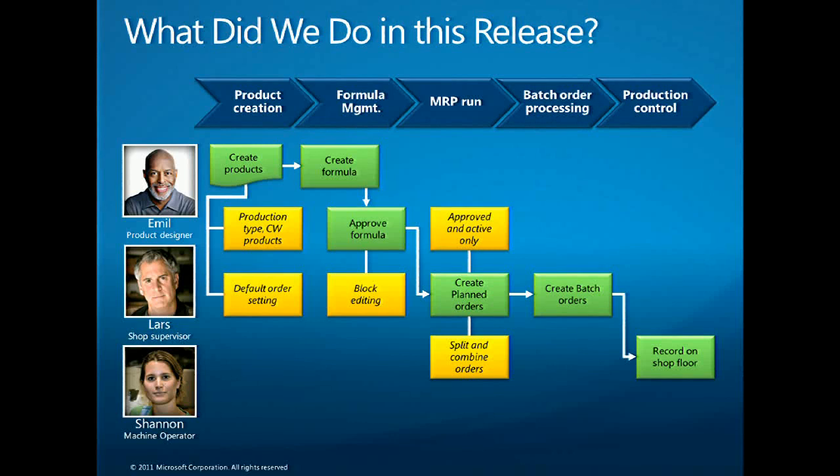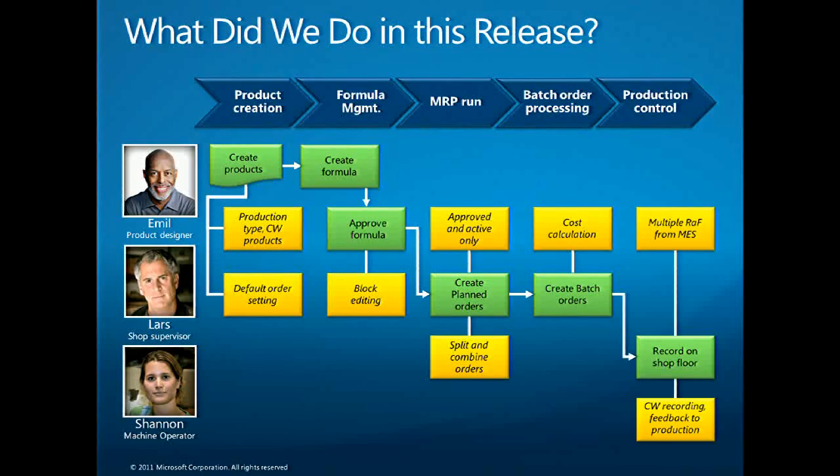On the planned orders, that's one of the key changes we've made, to make sure that the formula and the version picked up for manufacturing, when you combine or split planned orders, is the approved and active version. There is also a change to the cost allocation or cost calculation for co-products and byproducts in the batch order, and I'll talk about this in the demo.